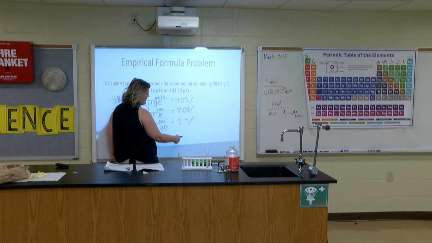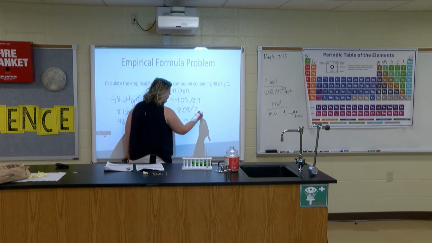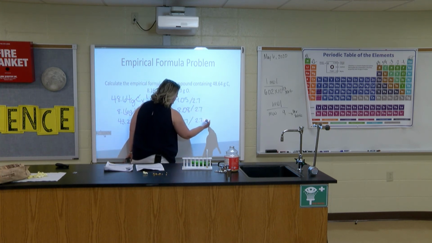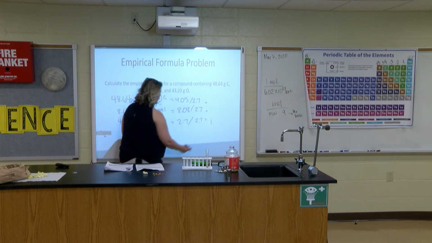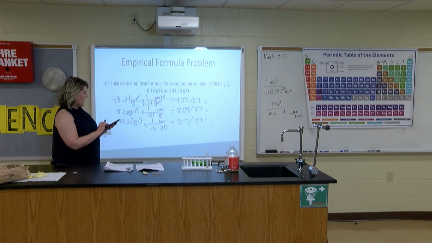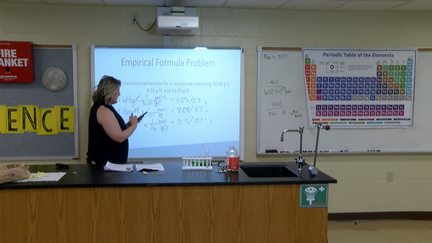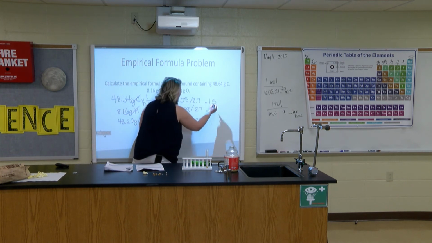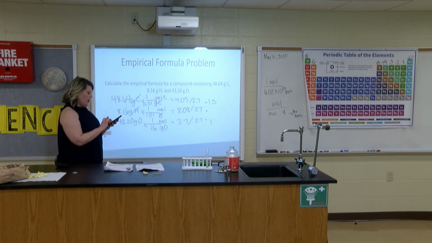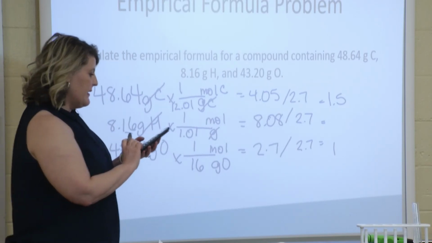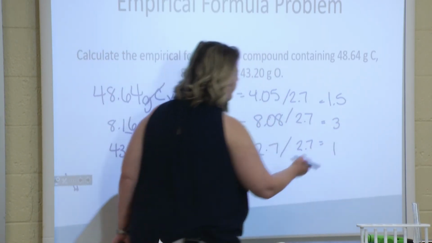The smallest out of these three is 2.7. It's going to give me a 1 there. So 4.05 divided by 2.7 gives me a 1.5. And then 8.08 divided by 2.7 gives me a 3.